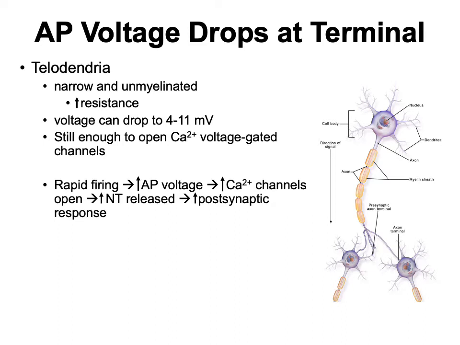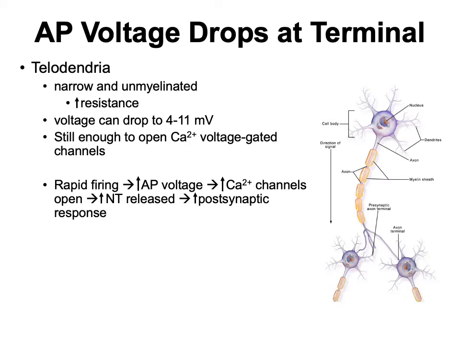Action potential voltage drops at the axon terminal. The telodendra, if you remember, are narrow and unmyelinated, which increases resistance of the current going down the axon itself. This will cause the voltage to drop to as low as 4 to 11 millivolts. However, that's still strong enough to open calcium voltage-gated channels.